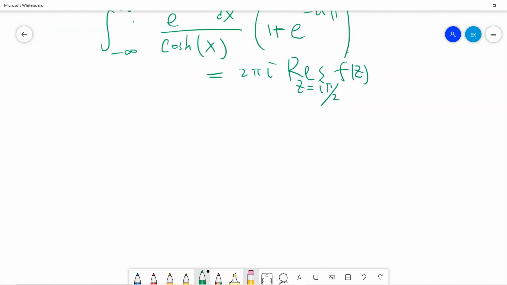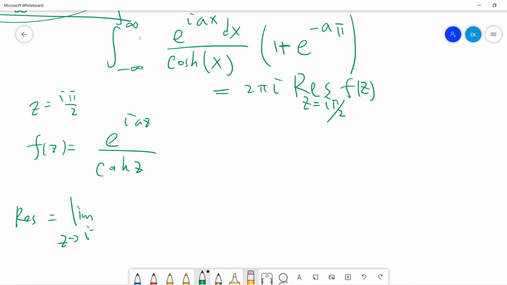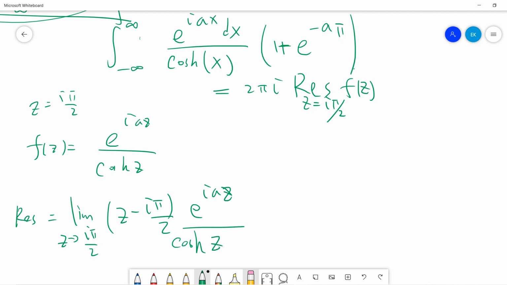Okay, so let's talk about the residue. f of z is defined to be exponential iaz divided by cosh z. So the only pole comes from z equals i pi divided by 2, right? So the residue will be just the limit as z goes to i pi divided by 2 of z minus i pi divided by 2, times exponential iaz divided by cosh z.